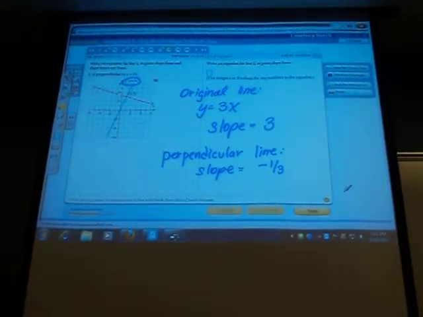Okay, what was I saying? The slope is, are you guys okay with that? The slope is negative 1/3 for my perpendicular line. Flip it and change the sign. Okay, and my point, again, is the point that they give me, which on mine is 1, 3.